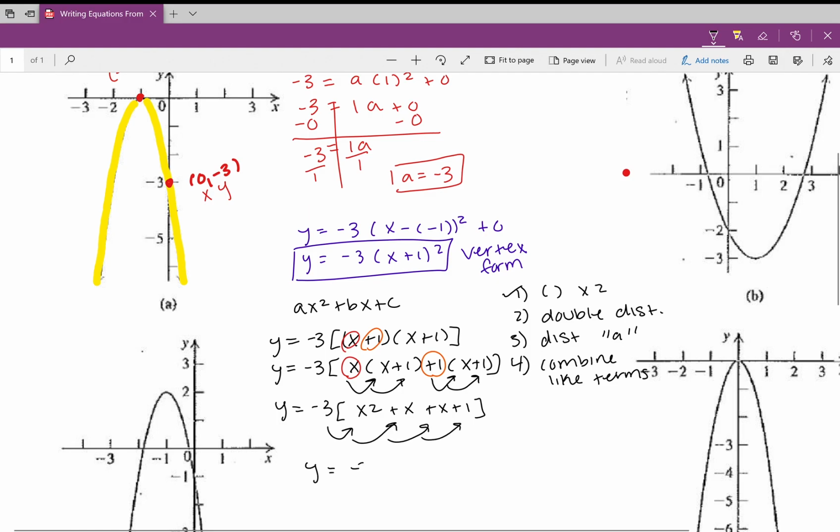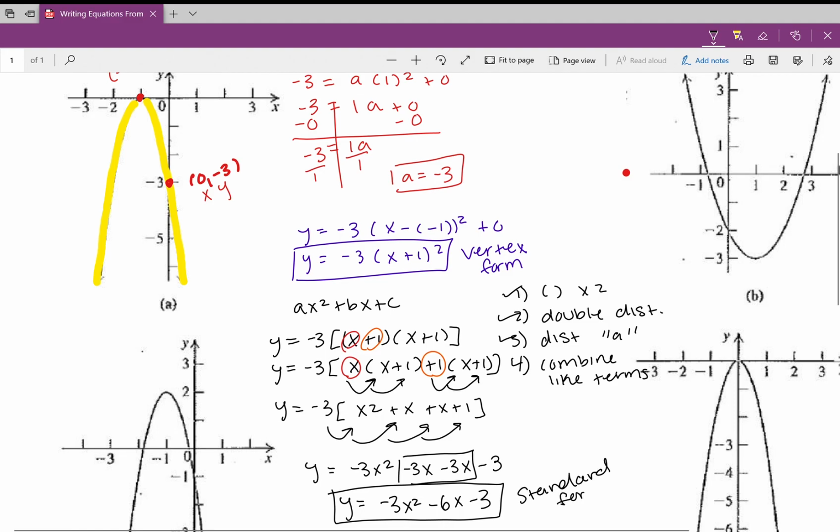Y is equal to negative 3x squared minus 3x minus 3x minus 3. So did those two. Then I have to combine like terms, so these terms in the middle. Y is equal to negative 3x squared minus 6x minus 3. So this is standard form.